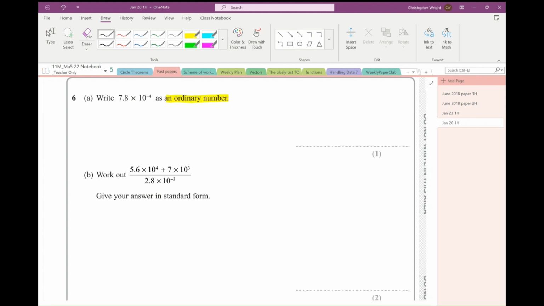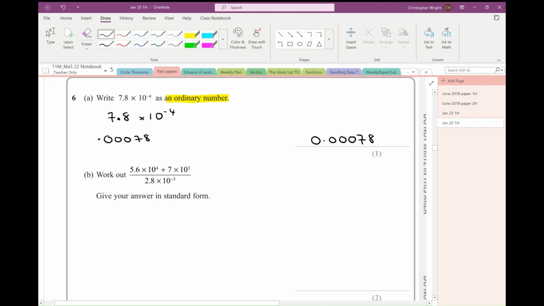Okay, question 6. Right, I've got to write this number, which is given in standard form, as an ordinary number. So I'm going to start 7.8 times 10 to the minus 4. So I need to divide it by 10 4 times. So I'm going to divide it by 10 once. And then I'm going to divide it by 10 3 more times. So I'm going to have 3 zeros and then the digits 7 and 8.